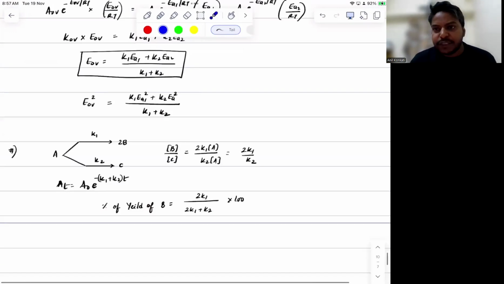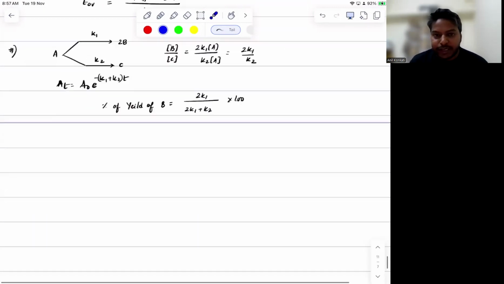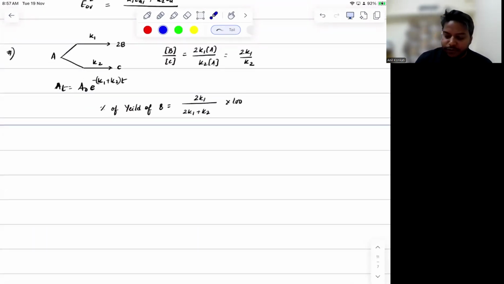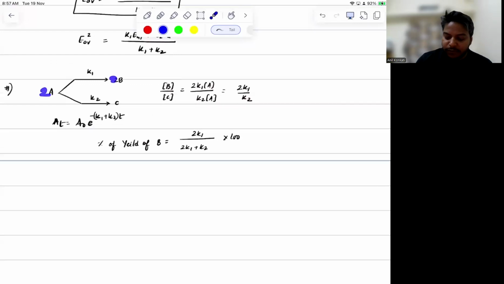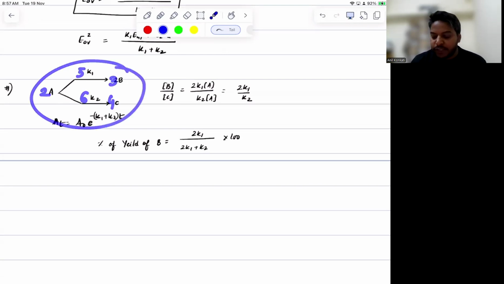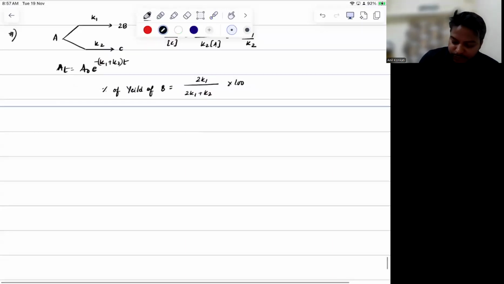I have added more questions of a similar kind in the class notes. Just go through them once so you get an idea of how to figure out the percentages in various cases. Sometimes it will be like 2A, 3B, 4 here, 5 here, 6 here. You can put in all these various numbers and accordingly figure out the equations. Okay, let us see about sequential reactions.